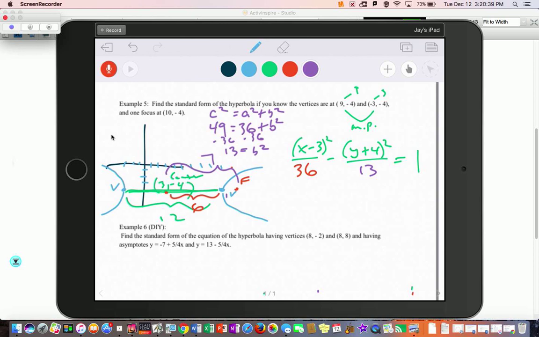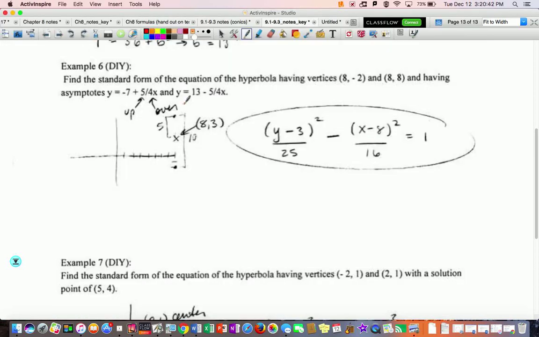All right, so let's take a look at example 6. They give you vertices 8, -2, so you can draw those in to the right 8, down 2, to the right 8, up 8. And so if you find the midpoint, you are getting 8, 3. Now, the vertices are going up and down, so y will go first. So y minus 3 and x minus 8. That's how I got the center.